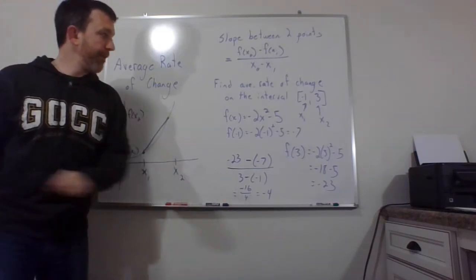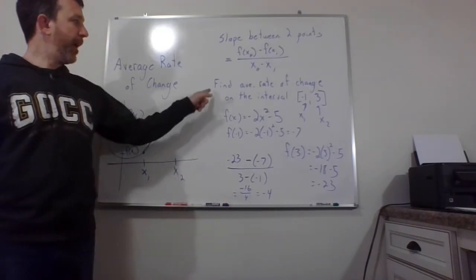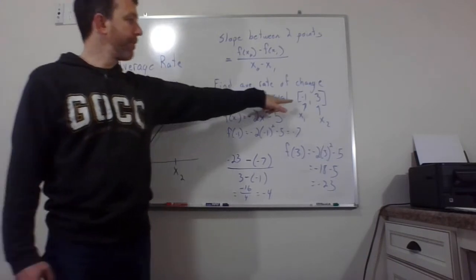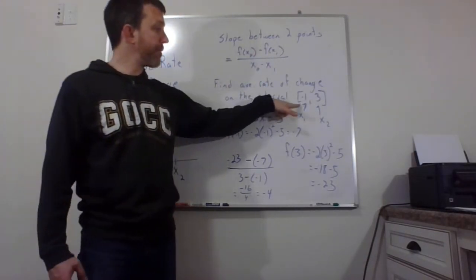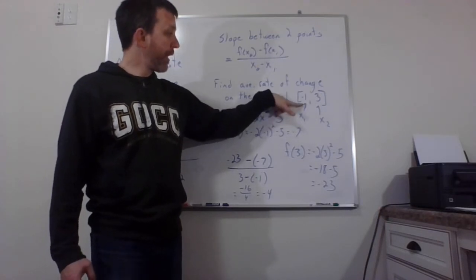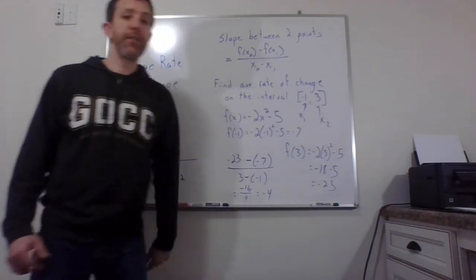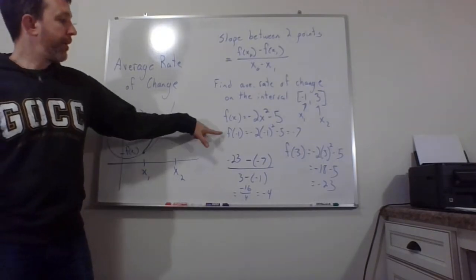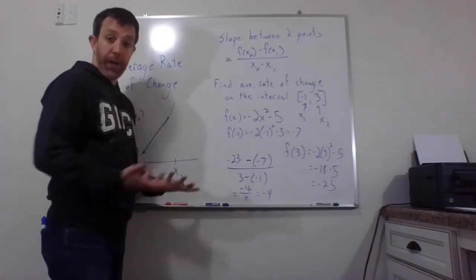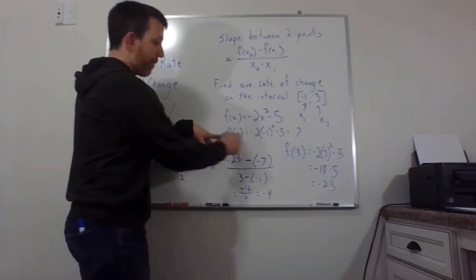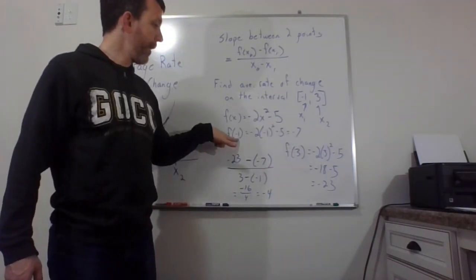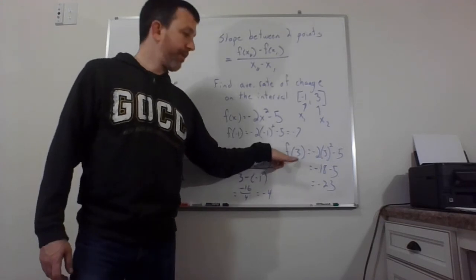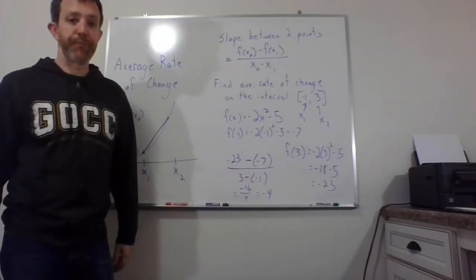So you'll see here I have an example. I want to find the average rate of change on the interval from -1 to 3. Now, importantly, these are my x values. I'm going to use -1 to be x1 and 3 to be x2. Then I need my function values, the y values that go with those. So I plug in -1 and I plug in 3. If I do, I get -7 when I plug in -1, and I get -23 when I plug in 3.